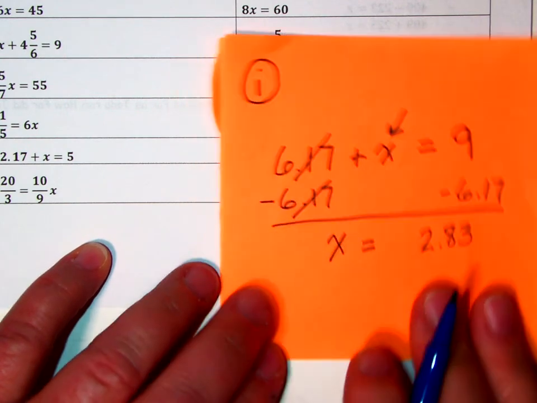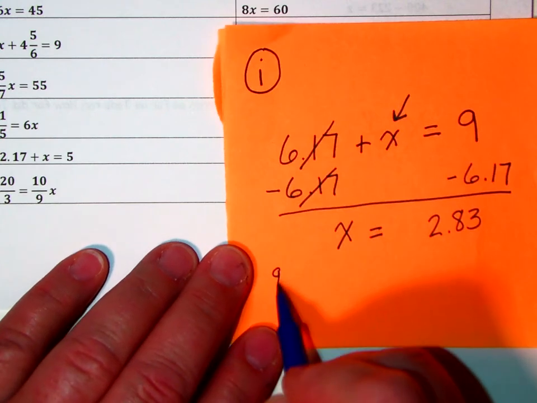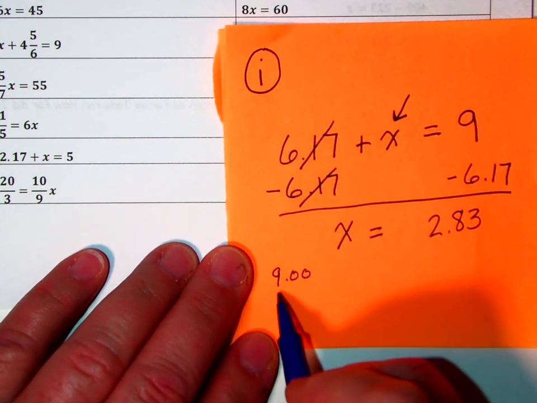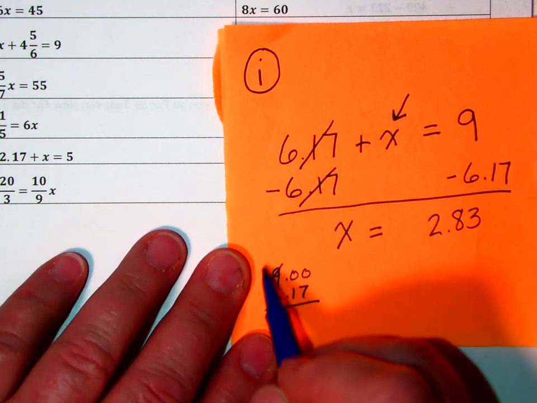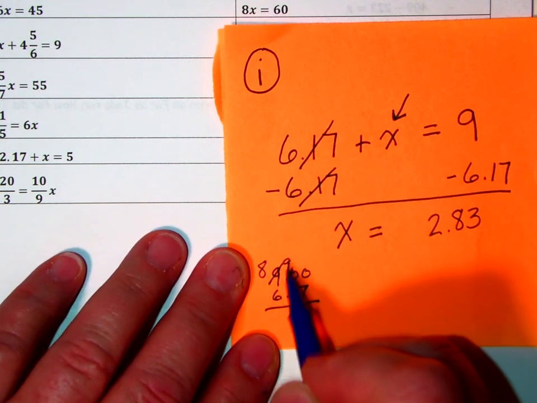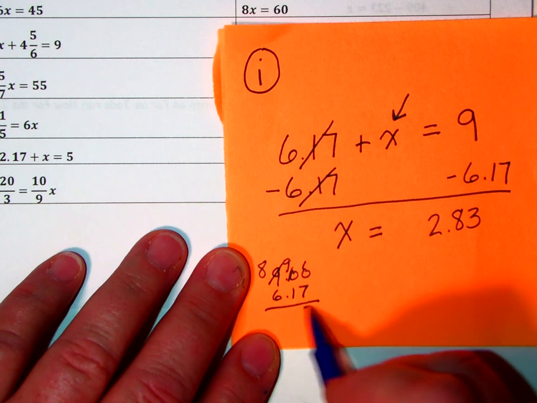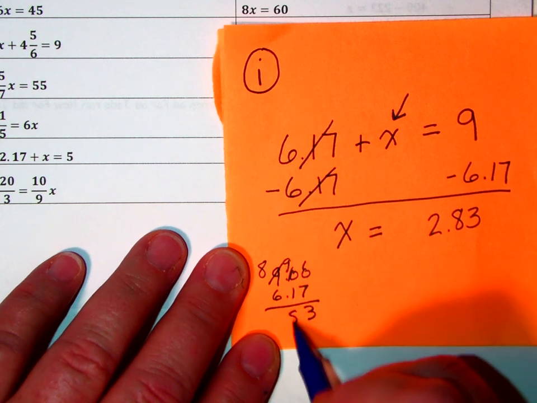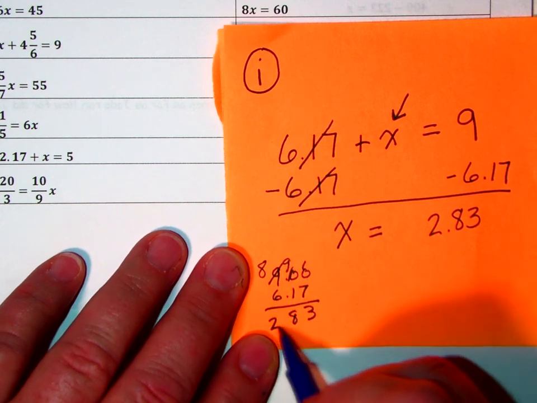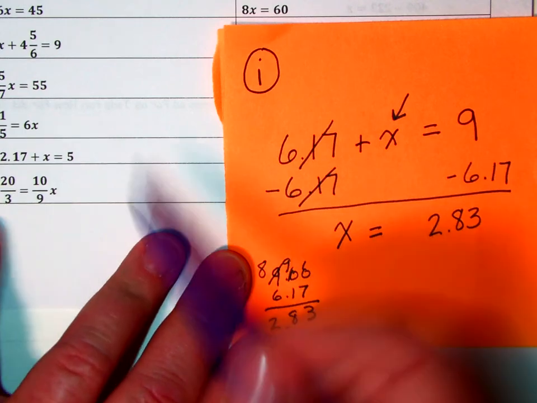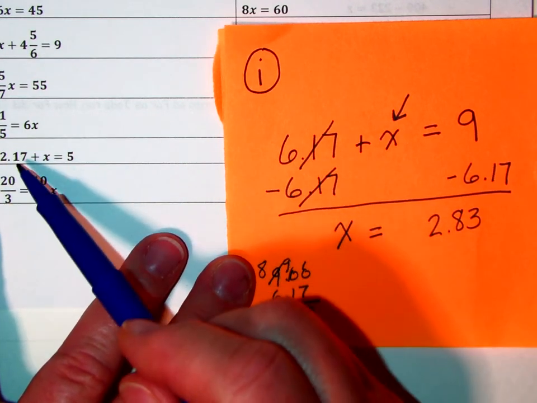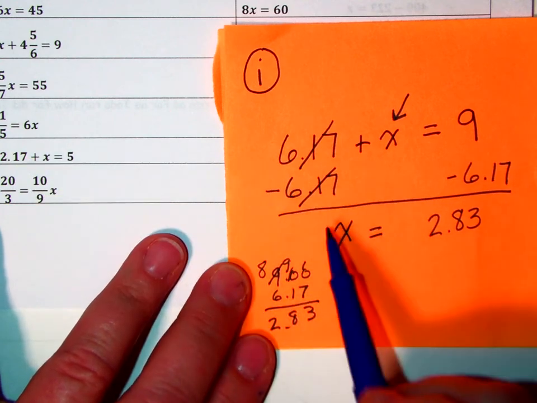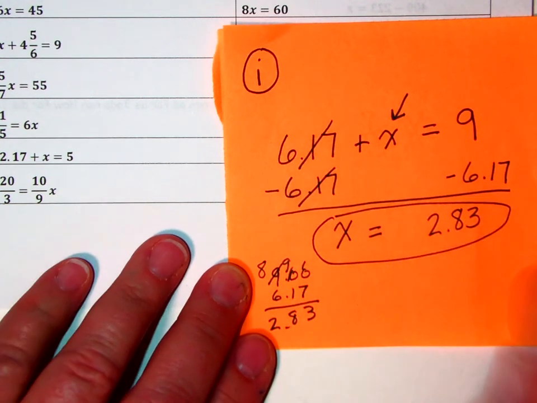Do you have to do it that way? Heck no. You could do 9.00 minus 6.17. You can't do 0 minus 7, so you're going to borrow. And that becomes a 9. That becomes a 10. 10 minus 7 is 3. 9 minus 1 is 8. 8 minus 6 is 2. So in your problem, you would be doing 5 minus 2 17/100. But you should get the same solution, x equals 2 83/100.